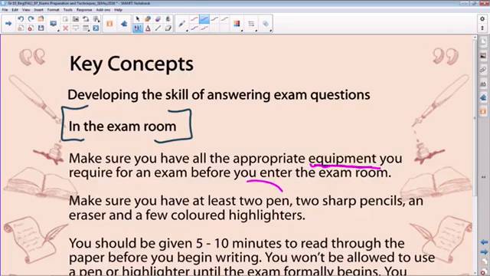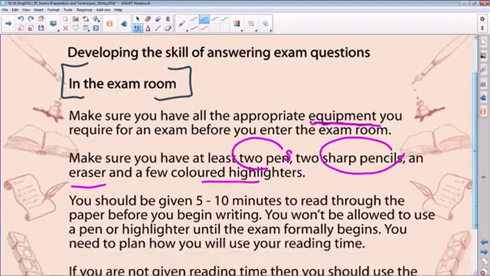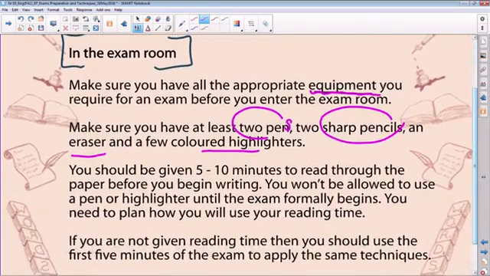So, 2 pens, 2 sharp pencils in case one of them breaks, an eraser, and colored highlighters. Highlighters are really, really great, particularly when you're reading questions and highlighting the main words in those questions. So you've got your 10 minutes to read. And remember, you're not allowed to pick up your pen when you are reading. You're only allowed to pick up your pen when the formal exam actually begins. So you've got time, but you can use this time to plan, to strategize.